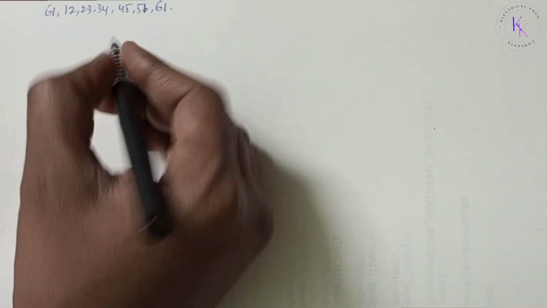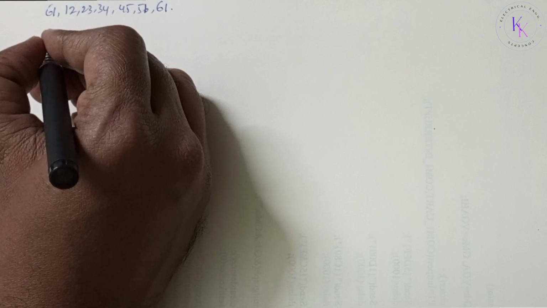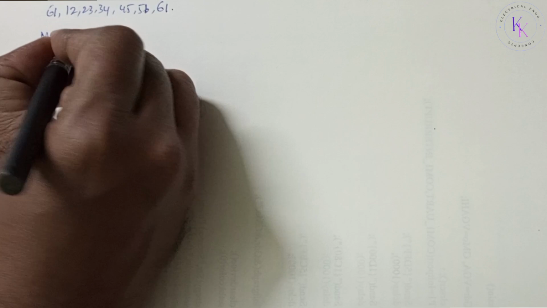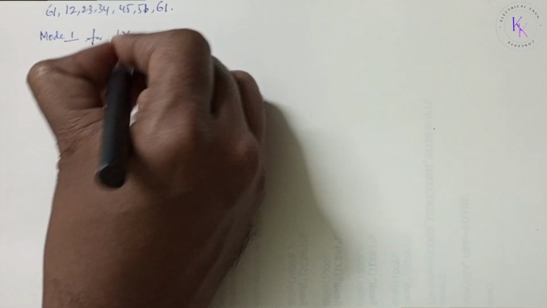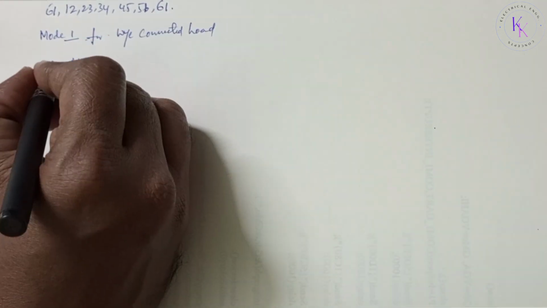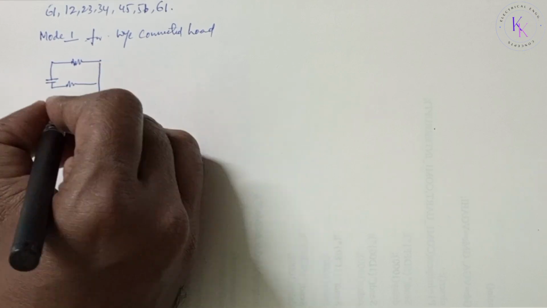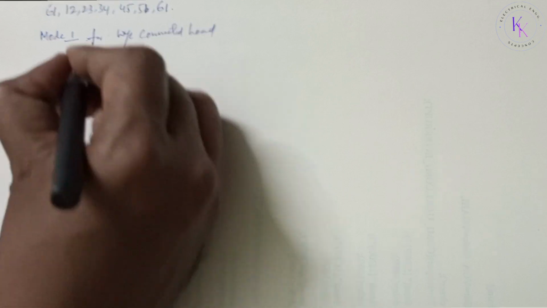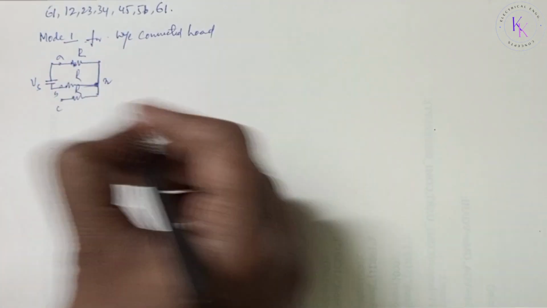The conduction sequence of transistors is 61, 12, 23, 34, 45, 56, 61. There are 6 modes of operation in one cycle. So mode 1 for a Y-connected load, you observe A, neutral, phase B and phase C, this is Vs, load R.